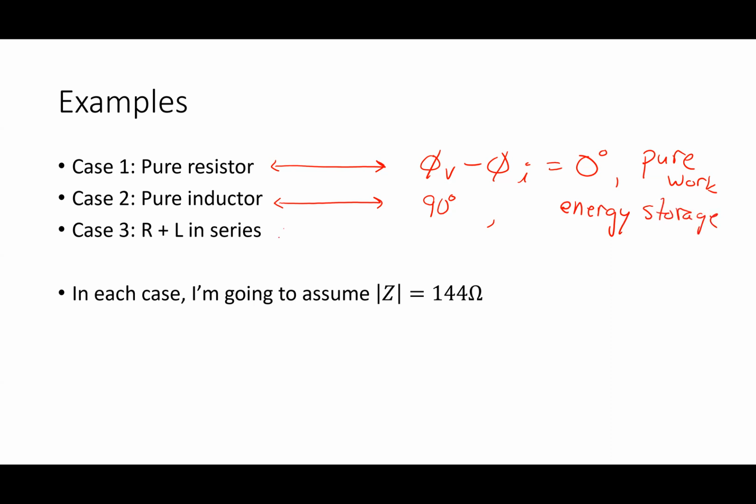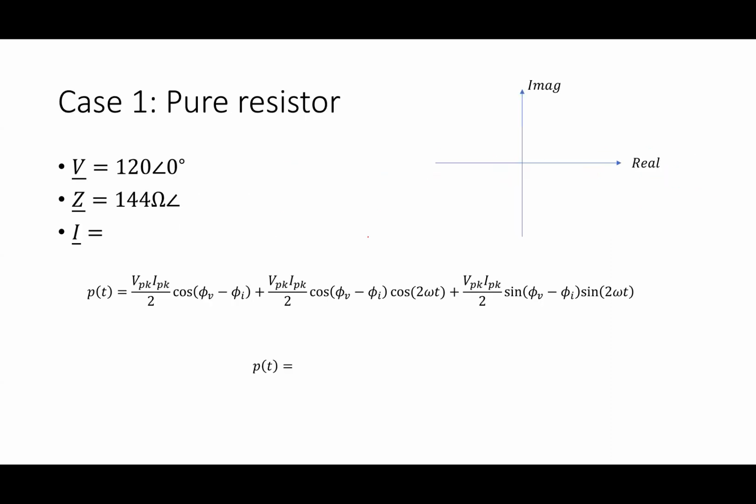What about the third case, R and L in series? I got a little bit of both, and the phase shift should be somewhere between 0 and 90 degrees, depending on what the R and the L are. So what I want to do is look at this and say, what's going to happen in these different cases? If I have a pure resistor, what should be the angle of this impedance here? 0 degrees. So this would be 0.833 amps with an angle of 0 degrees.